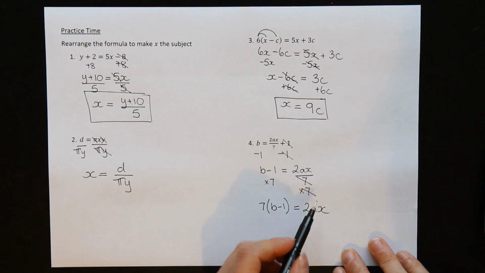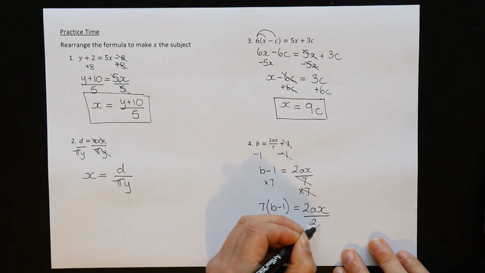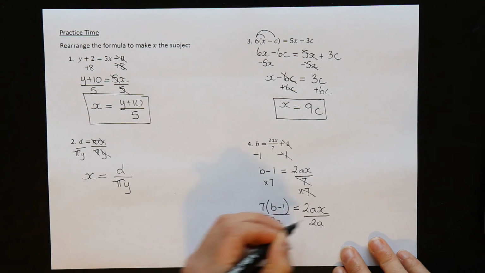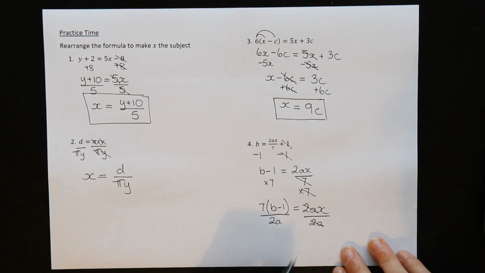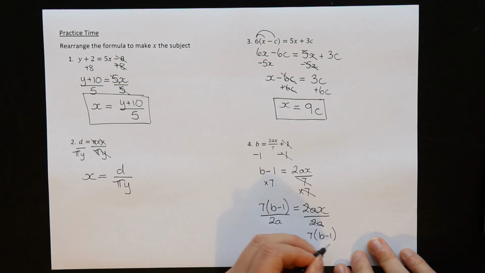Then I need to get rid of the 2 and the a that are multiplied with the x. So I can divide by 2a. Divide this by 2a. Okay, so there's the answer. I'm just going to rewrite it with the x on the left side. So x equals 7 bracket b minus 1, over 2a.